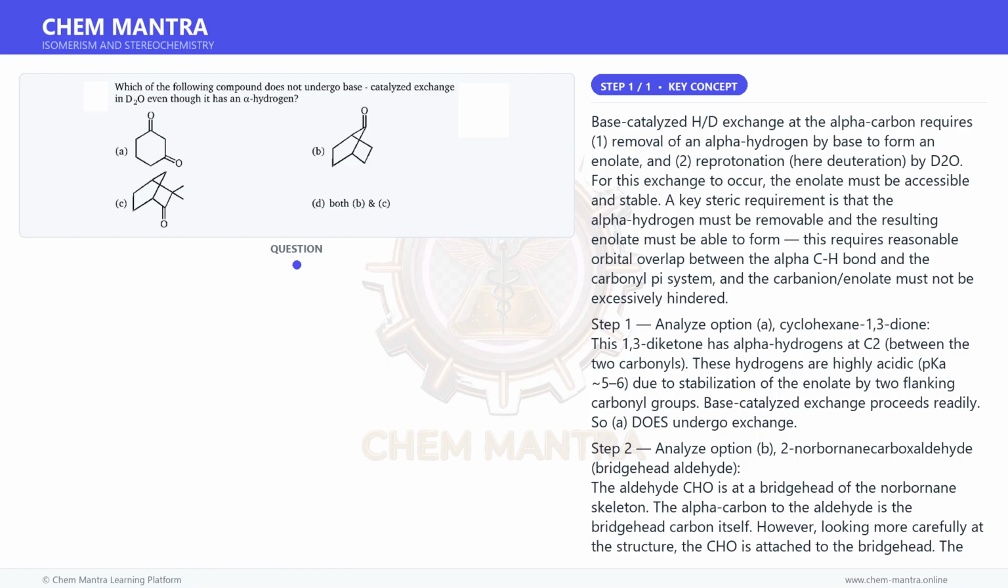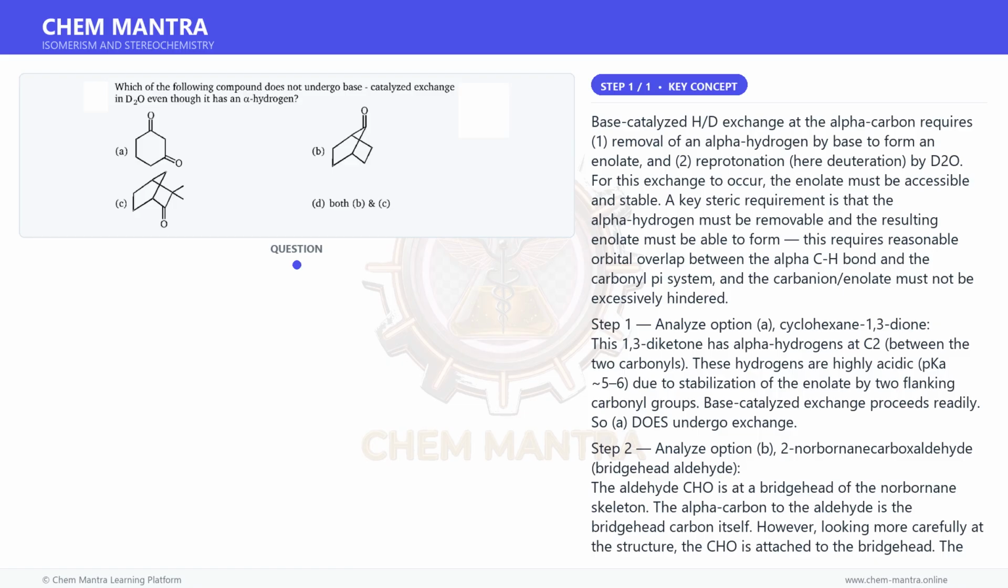Step 4. Why not D, both B and C? Option B, 2-norbornene carboxaldehyde, does undergo base-catalyzed exchange because the aldehyde alpha hydrogens are accessible, less sterically hindered than camphor. Only camphor uniquely fails to exchange despite having alpha hydrogens.